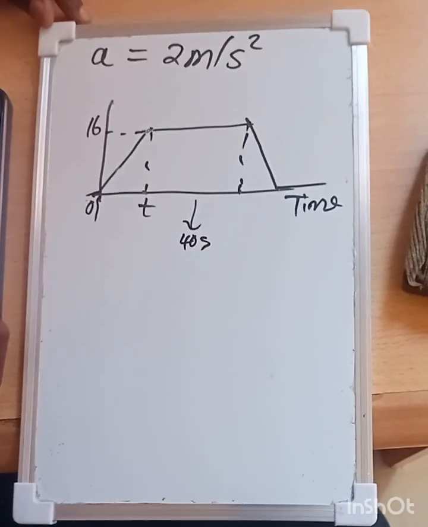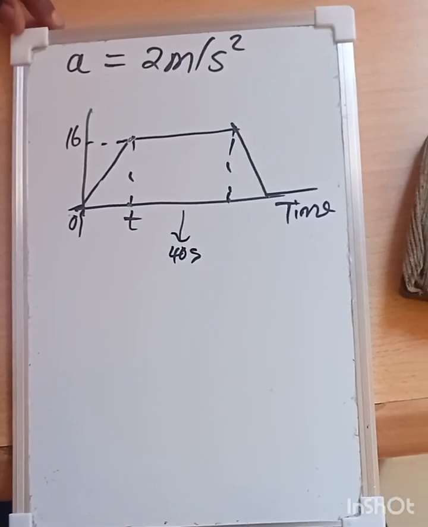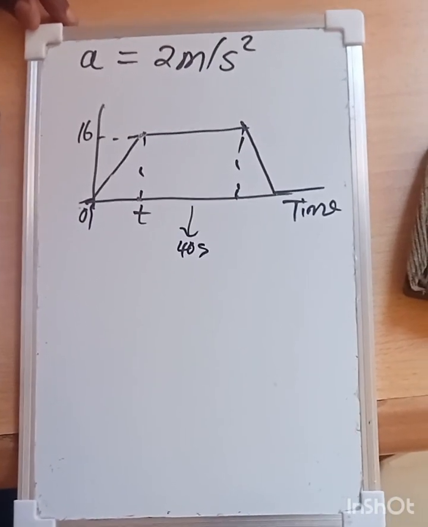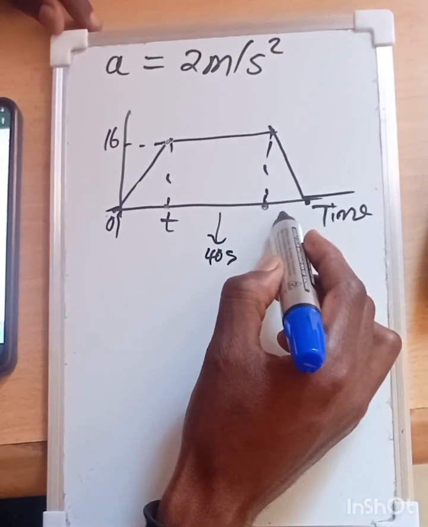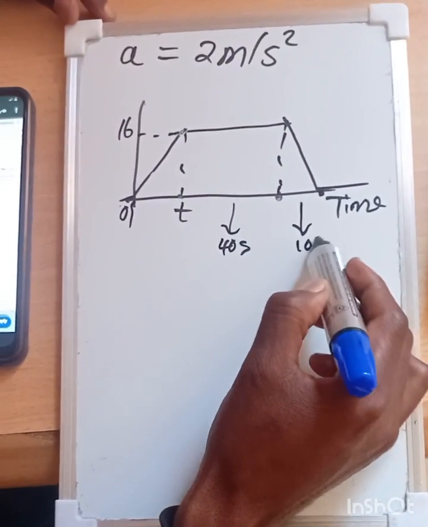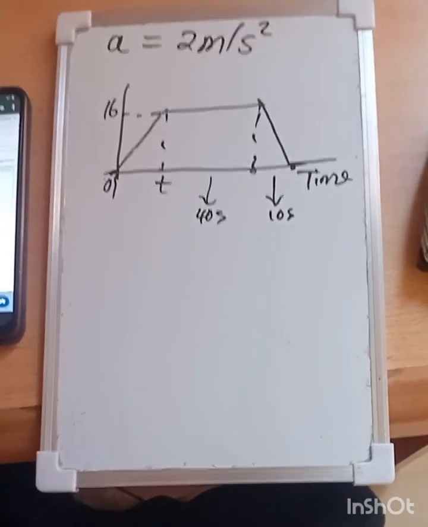Then they're saying it travels 40 seconds, after which it comes to rest in a further 10 seconds. So meaning from this point to that point, there's 10 seconds here. At this period, there's 10 seconds, okay? So what we're going to do now, the first question, they want us to find the value of t.